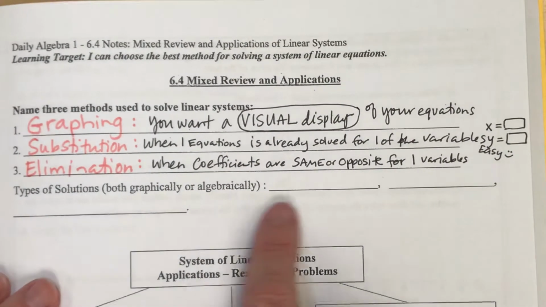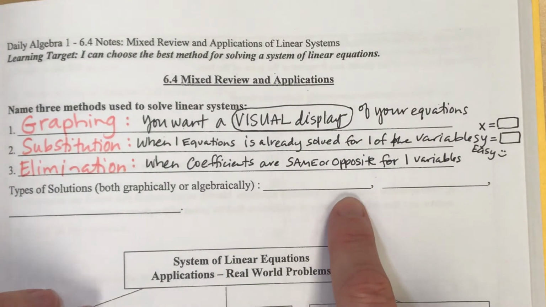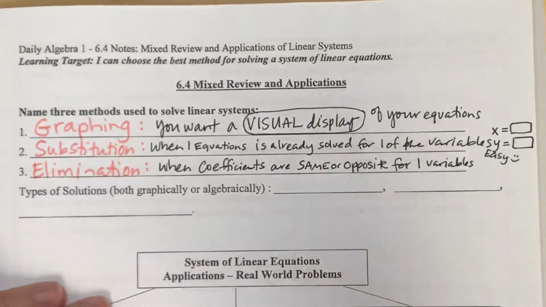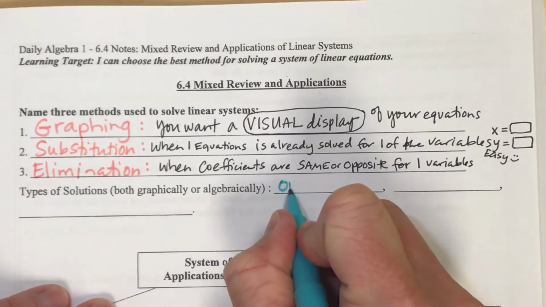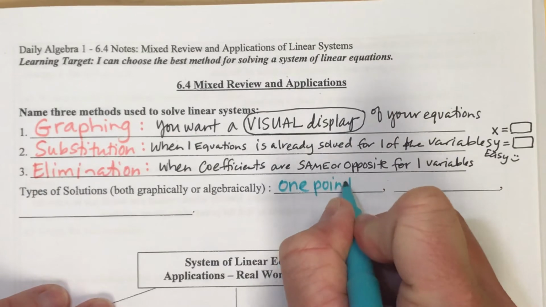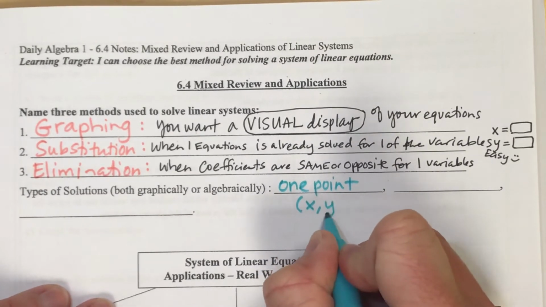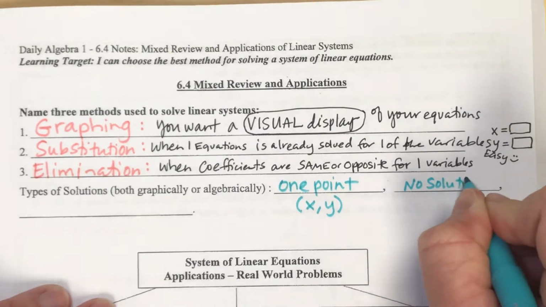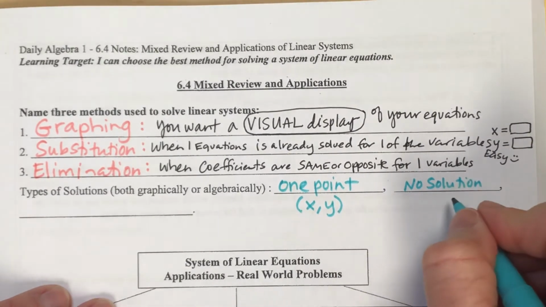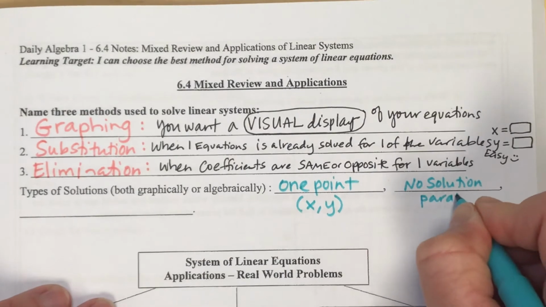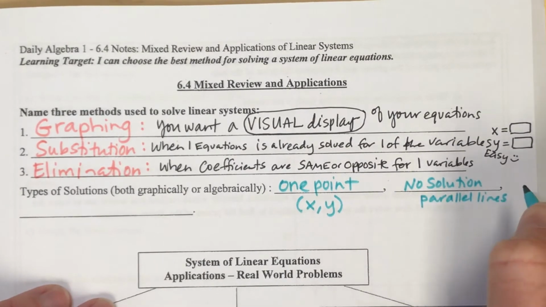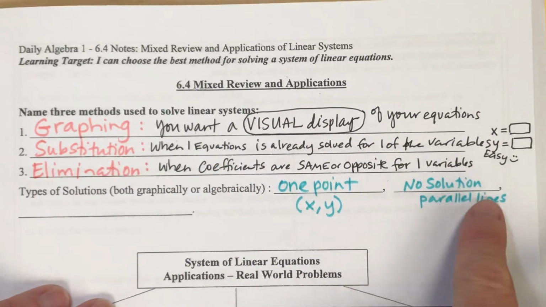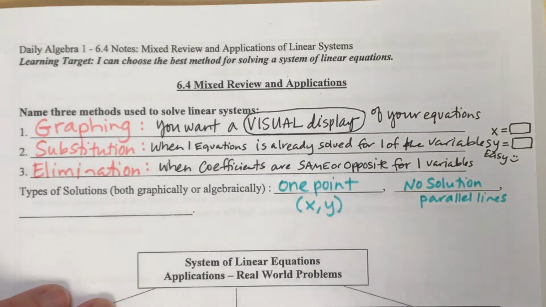Now the types of solutions you get, or maybe the answer that you would get, there are three types of answers. One of them is the easiest one. It's 1 point. And that would be labeled x comma y. Or you would get no solution. And this happens when your lines are parallel, or when you're doing your substitution or elimination, you can't see specifically that they're parallel visually.